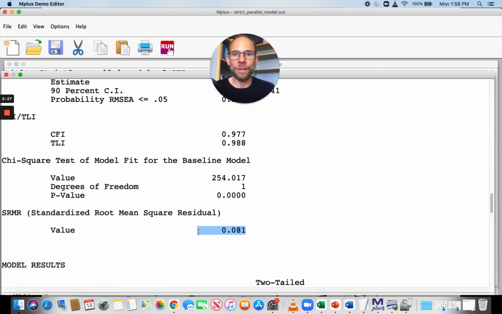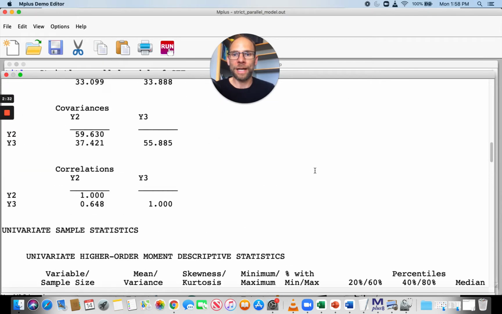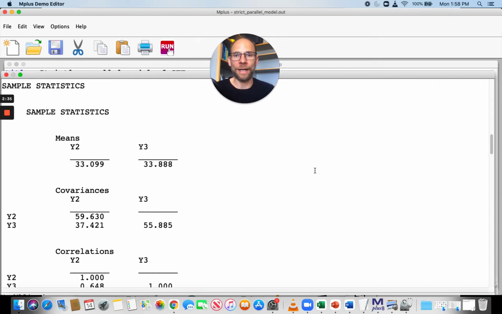Now, what is the reason oftentimes that the strictly parallel model doesn't fit? Oftentimes the variables are not exactly equal in terms of their difficulty or mean. So here you can see the observed variable means, and you can see that the test score variable y3 had a mean of about 34, whereas the mean for y2 was only about 33. So on average, individuals got about one more point on y3 as compared to y2. So this means that test 3, the second test here, was a little bit easier.